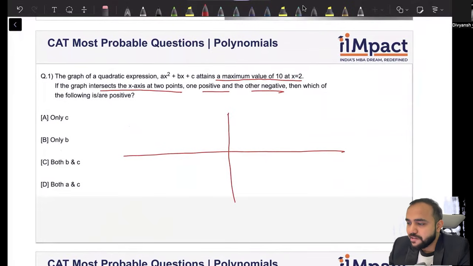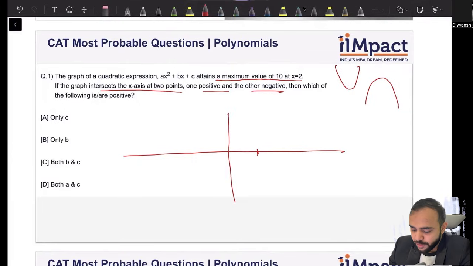So the graph is attaining a maximum value, which means that a will have to be negative, which means it will have to be a downward facing parabola. So that much is clear. You don't have a defined maximum value for an upward facing parabola. So a is going to be negative. Now the maximum value that you are attaining is at x is equal to 2, and that value is a positive value of 10.